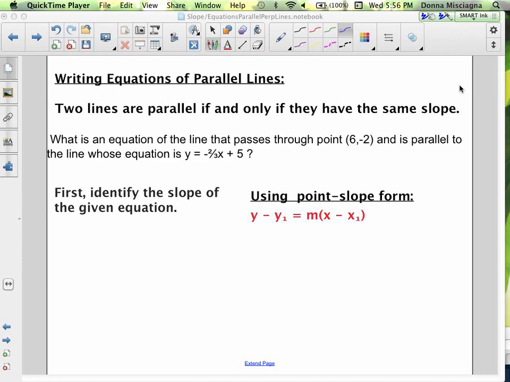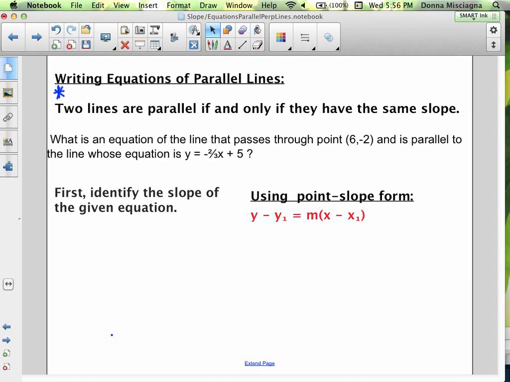Because we're just adding to something that we already know how to do, and that is to write the equation of a line. The only thing different is you're going to have to find your slope from the equation that you're given, but that's really easy because remember, two lines are parallel if and only if they have the same slope. So all we have to do is identify the slope from our equation and just use that.